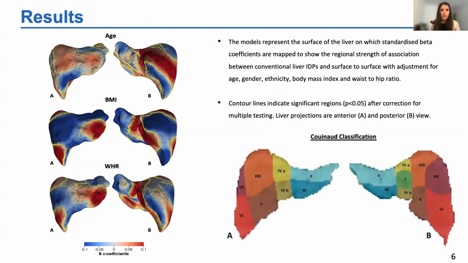If we take into account the Couinaud classification, we can see that BMI and waist-to-hip ratio are associated with the most pronounced positive surface-to-surface values in segments 3 and 6 and 4 and 7, with negative surface-to-surface values in segments 2 and 8.